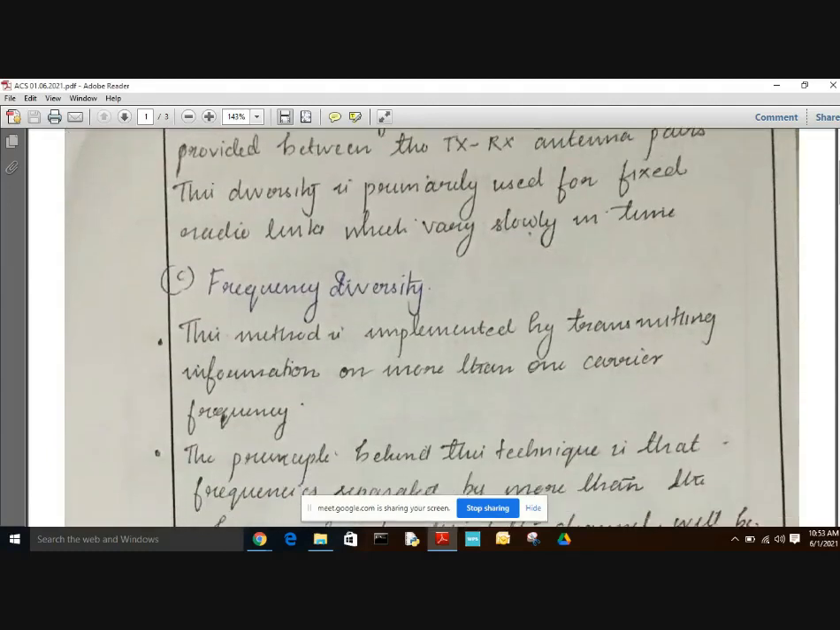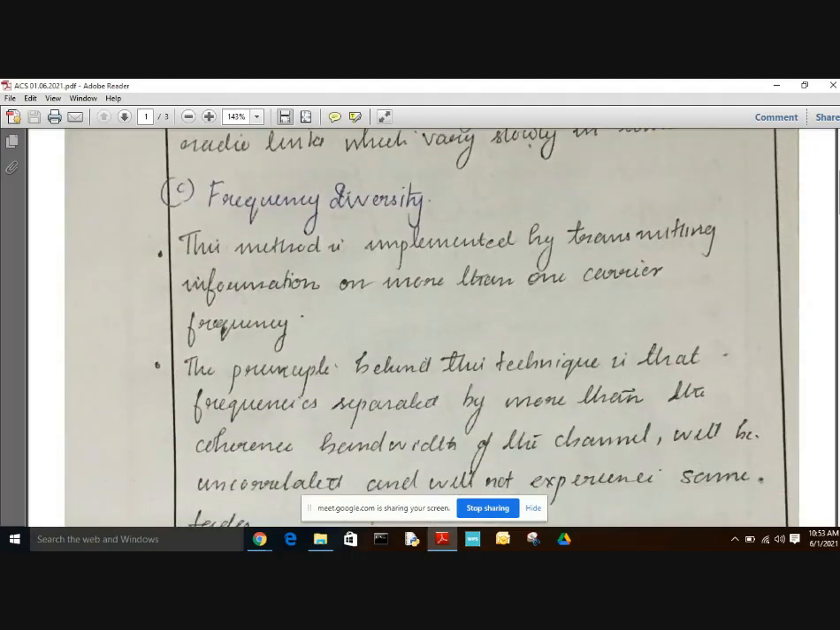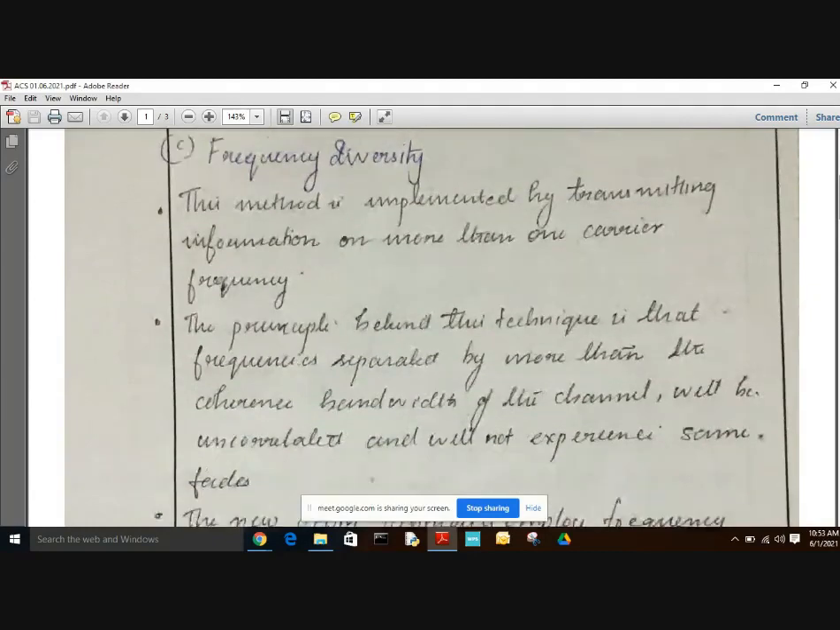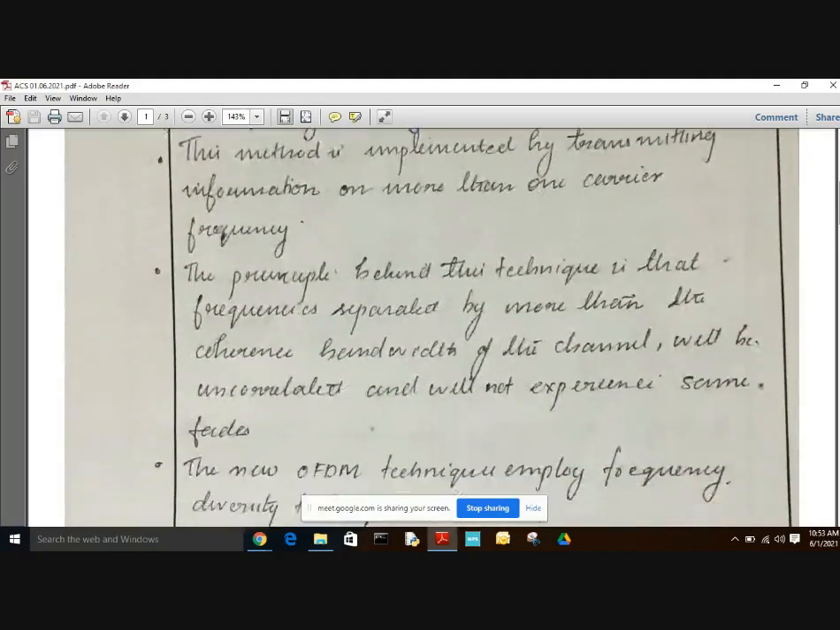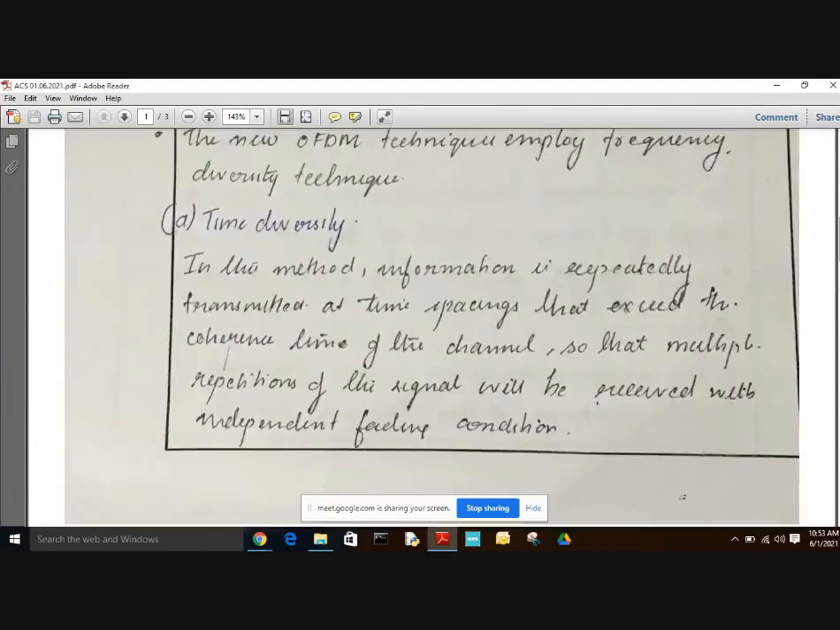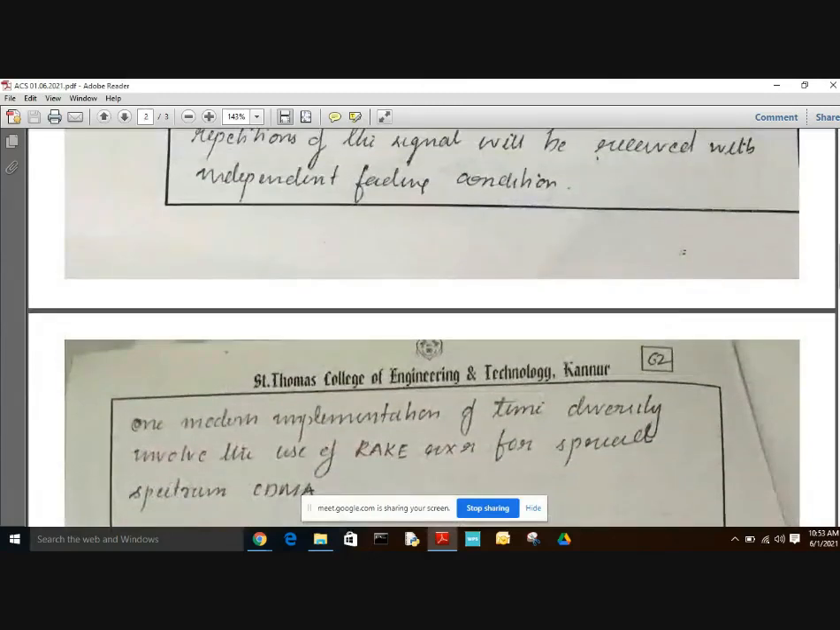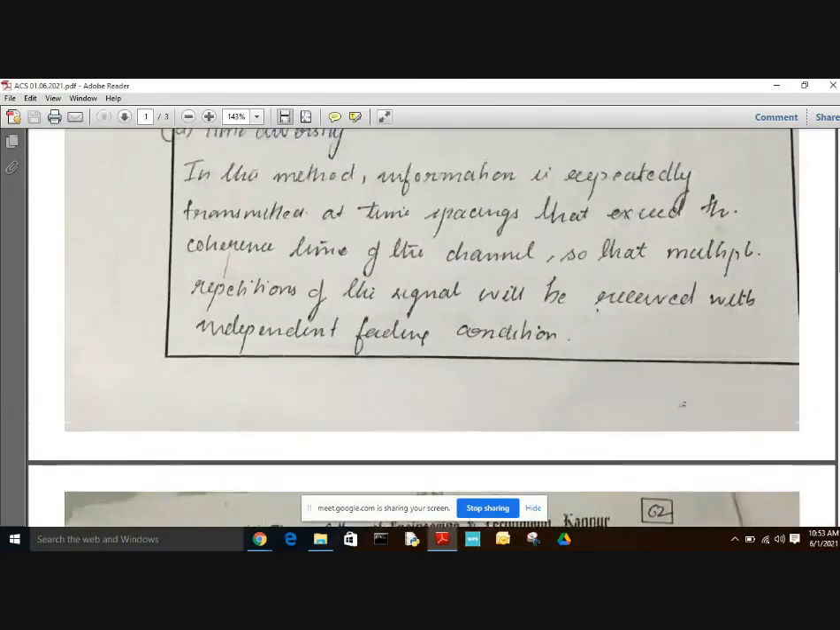And frequency diversity: here we are sending information on one or more carrier frequencies, and the principle behind this technique is that frequencies separated by more than one coherence bandwidth of the channel will be uncorrelated, and will not experience the same fade. The newer OFDM technique employs frequency diversity, and time diversity is provided by spread spectrum CDMA, that is code division multiple access.